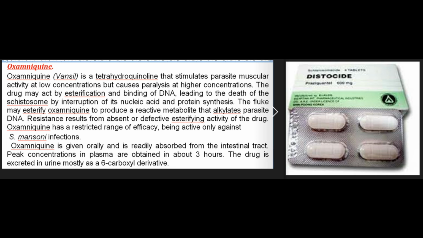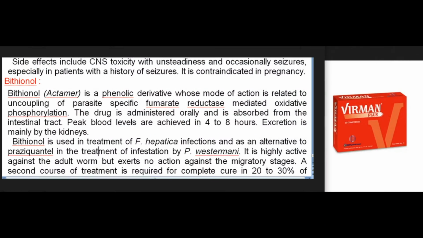Oxamniquine has a restricted range of efficacy, being active only against S. mansoni infections. Oxamniquine is given orally and is readily absorbed from the intestinal tract. Peak concentrations in plasma are obtained in about 3 hours. The drug is excreted in urine mostly as a 6-carboxyl derivative. Side effects include CNS toxicity with unsteadiness and occasionally seizures, especially in patients with a history of seizures. It is contraindicated in pregnancy.